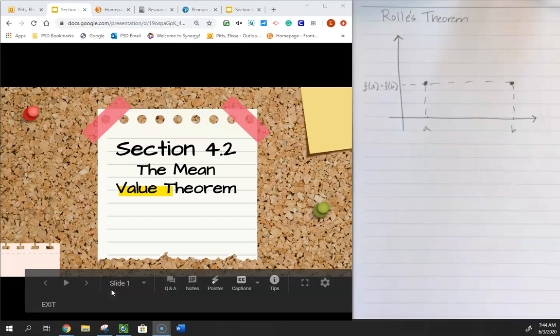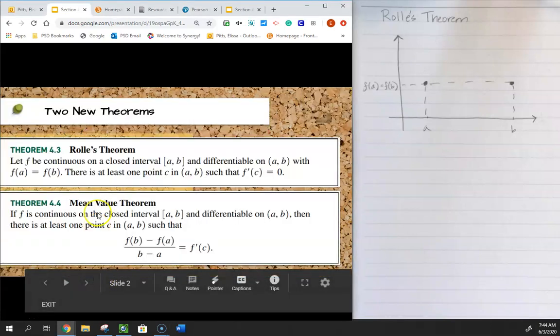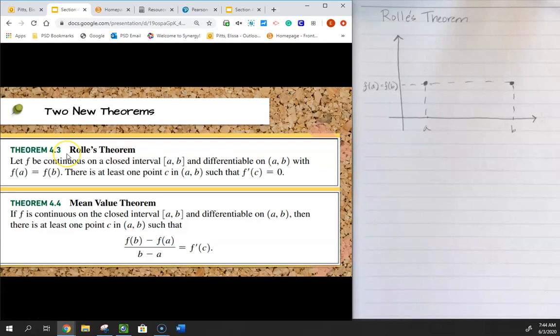Section 4.2, the mean value theorem. The mean value theorem is something that is going to be used to develop future results in this class, but also has applications that we can use directly with this theorem. So first we're going to talk about something called Rolle's theorem, which is a subset of the mean value theorem.